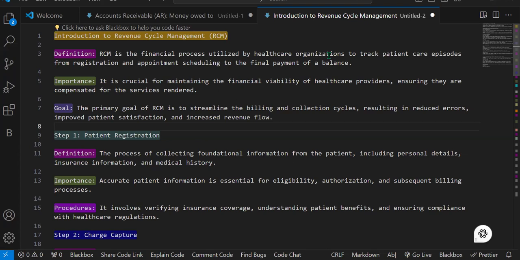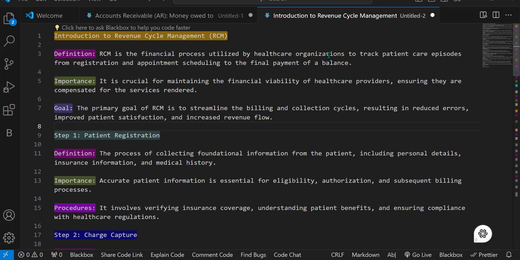Importance. It is crucial for maintaining the financial viability of healthcare providers, ensuring they are compensated for the services rendered. They will check whether the person has valid insurance from the insurance company or not. They will check the health cards, whether he has health card insurance or not, and they will give the treatment based upon the insurance card.